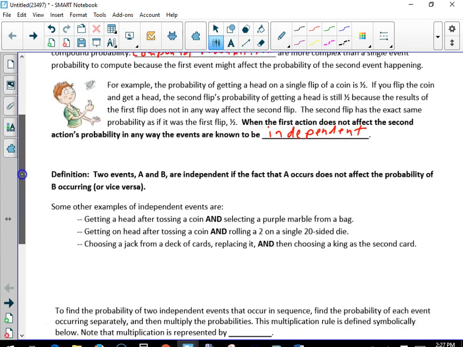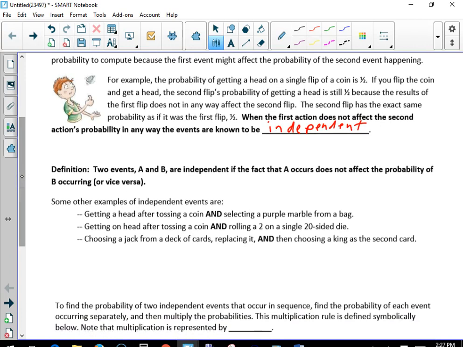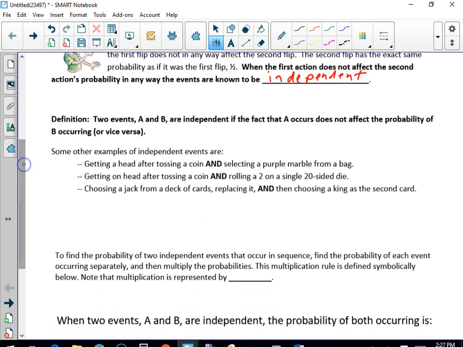Think about it. If you say, I'm independent, I do my own thing, what you do doesn't affect me, same thing. If the first event does not affect the second one, it's independent. So, 2 events, A and B, are independent if the fact that A occurs does not affect the probability of B occurring, or vice versa.